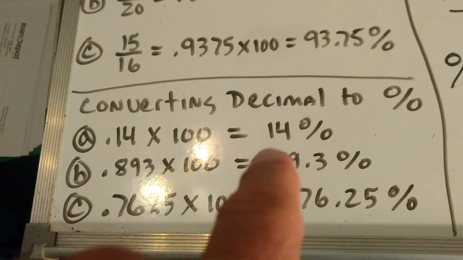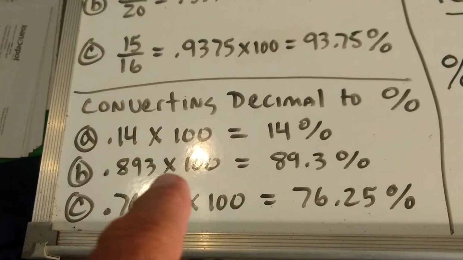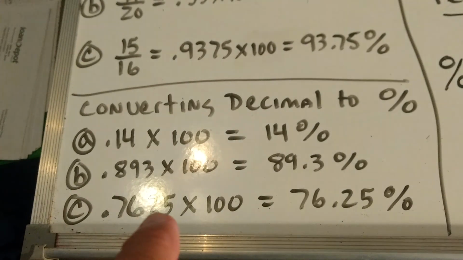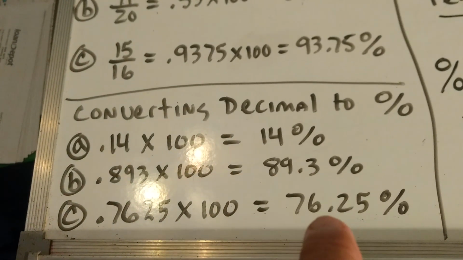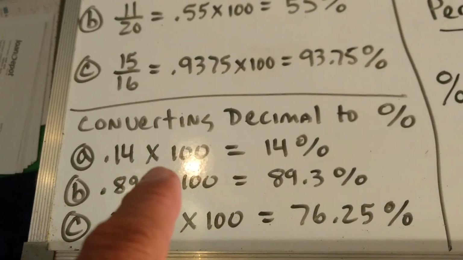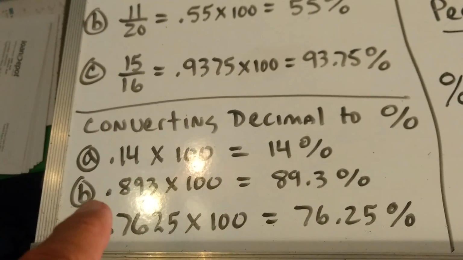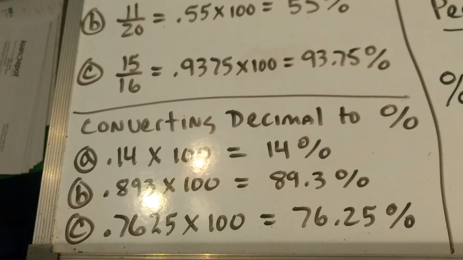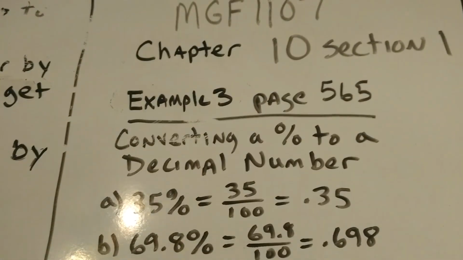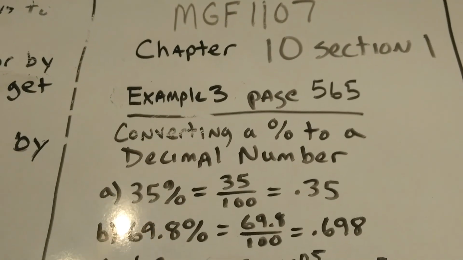0.14 times 100 is 14%. 0.893 times 100 is 89.3%. 0.7625 multiplied by 100 is 76.25%. It's the same thing. Some teachers may have taught it as moving the decimal 2 places to the right. Okay? All right. Example 3, we're converting a percent to a decimal number.